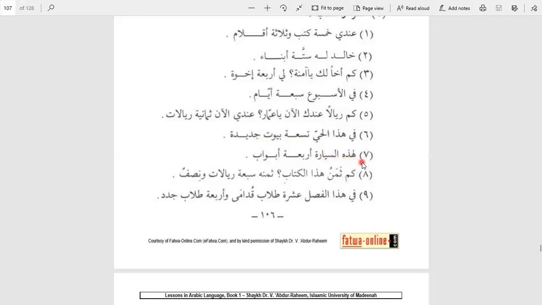Okay. لهذه سيارة أربعة أبواب. It's clear. We have this car. It's got 4 doors. This car, 4 doors.